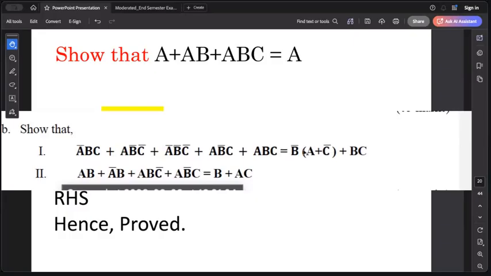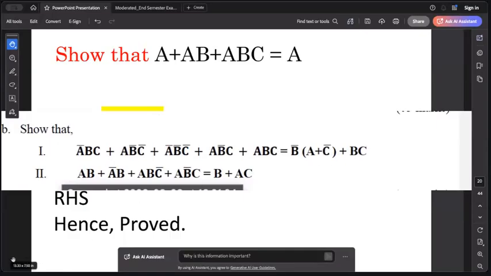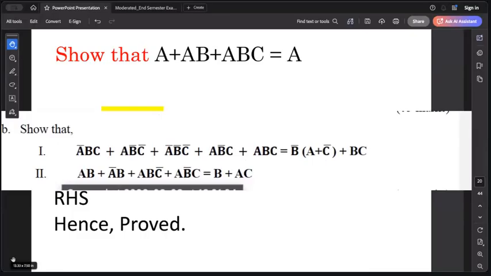Just try. A bar BC plus A B bar C bar plus A bar B bar C bar plus A B bar C plus ABC is equal to this. Since we have a long term on this side, we will begin with the LHS and we will show whether that is equal to this RHS, right? So please everyone take pen, paper and start to work out. So it will be a quick revision of what we did in the last week.